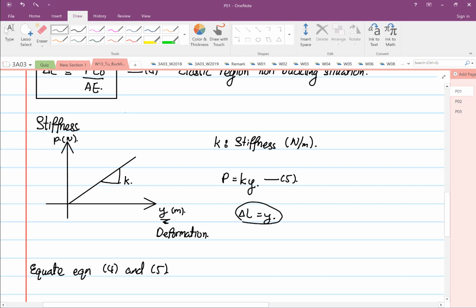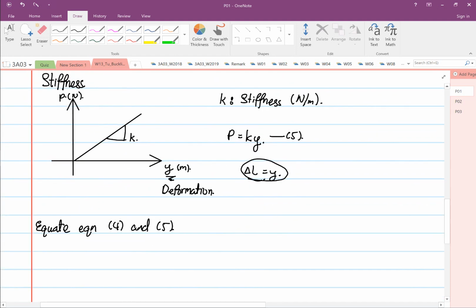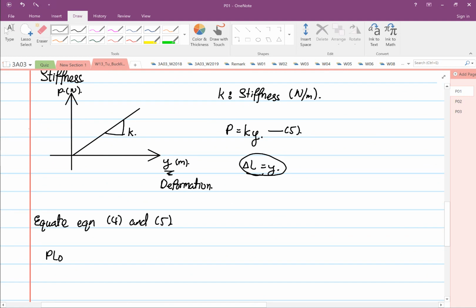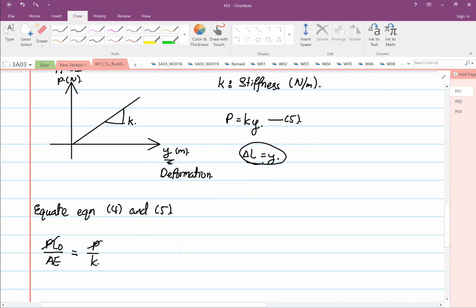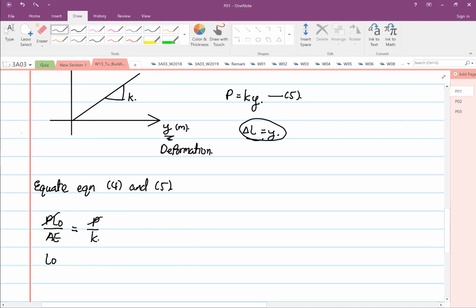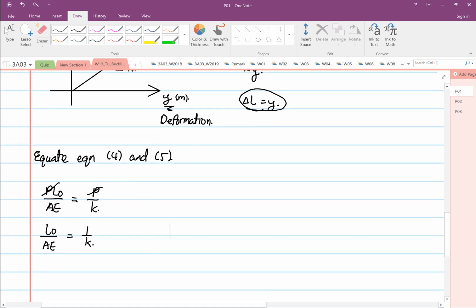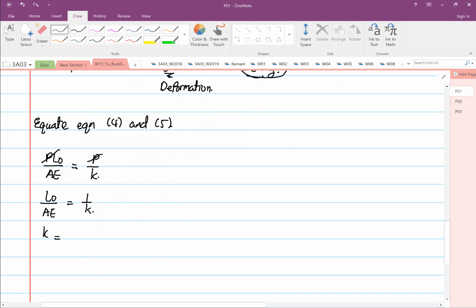Right, by using this relationship, delta L is equal to P L naught over AE. By using equation 5, this is equal to P over K. So you get rid of P, and what you have is L naught over AE is equal to 1 over K. And we know that K, stiffness, is equal to AE over L naught. Right? So this is our equation number 6.